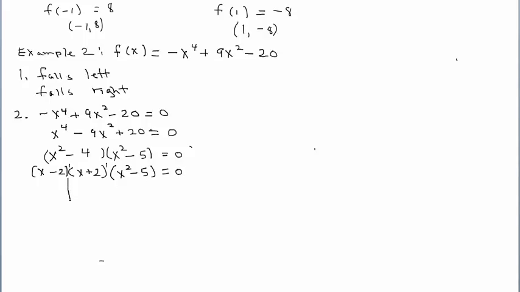So set each factor equal to 0. So remember, this means that 2, 0 is an x-intercept with the multiplicity of 1. We have another x-intercept of -2, which again, remember, that means there's an ordered pair -2, 0 on the graph of this 4th degree function.